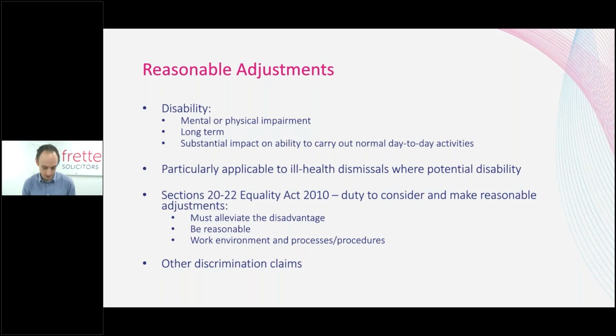Long term means the condition has lasted or is likely to last at least 12 months at the relevant time. So that's when we're making the decision, when we're talking about implementing adjustments. This is why prognosis of the condition is so important, and why dealing with ill health issues is so important to do so quickly. If the condition has not and will not likely affect that individual for 12 months, it's not a disability. The impact on normal day-to-day activities is then the bit that is most hotly contested when we're dealing with disability claims.